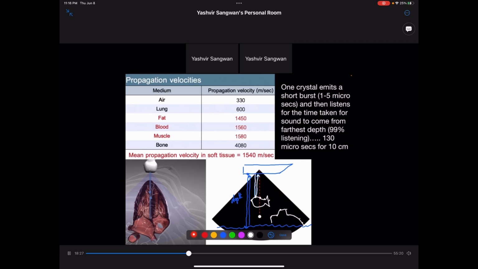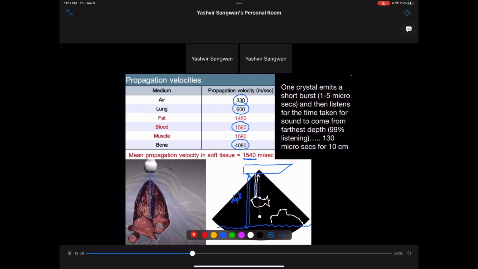In the human body, the lungs are made up of air, mostly, and air is a bad propagator of sound, so the velocity in the lungs would be only 600 meters per second. On the other hand, water and blood transmit sound really fast, so the velocity is faster. And bone, of course, will reflect most of the sound at a very high speed, and so on and so forth. It seems that the mean propagation velocity of sound in human tissue is 1540 meters per second.